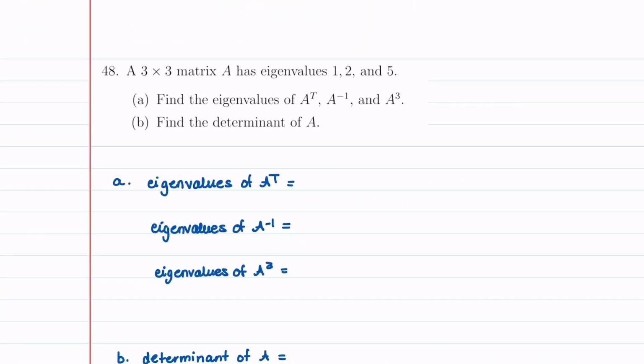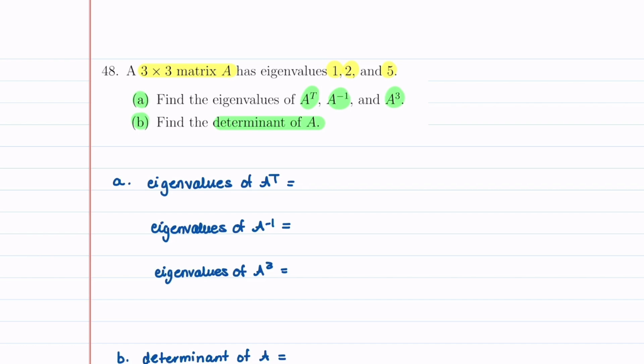In this problem, we're given that we have a 3 by 3 matrix A, and it has eigenvalues 1, 2, and 5. In part A, we're asked to find the eigenvalues of A transpose, A inverse, and A cubed. And in part B, we're asked to find the determinant of matrix A. Let's go ahead and do part A first.